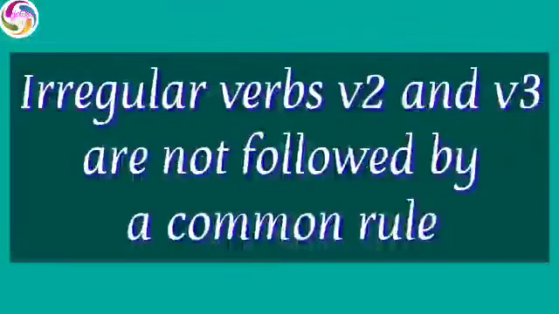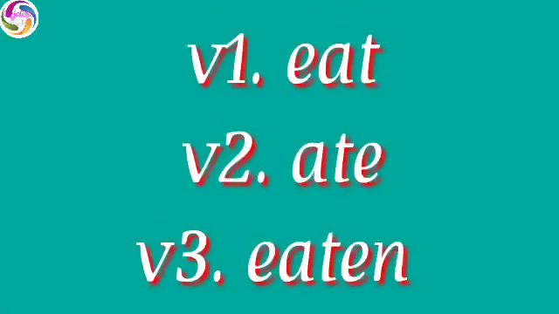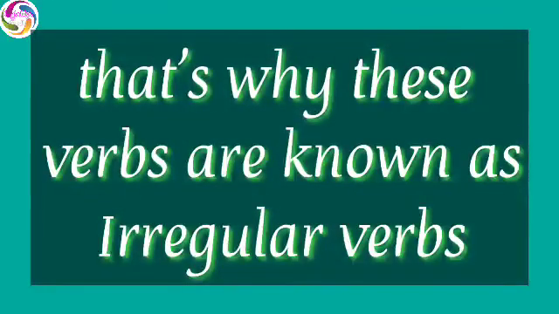The irregular verbs are so simple, as the name indicates. Their second form and third form do not follow a common rule, or we can say we cannot bring them under a common rule. For example, write, wrote, written, eat, ate, eaten, see, saw, seen, etc. So we can see in these verbs, the past tense and past participles are not formed under a common rule. That's why these verbs are known as irregular verbs.